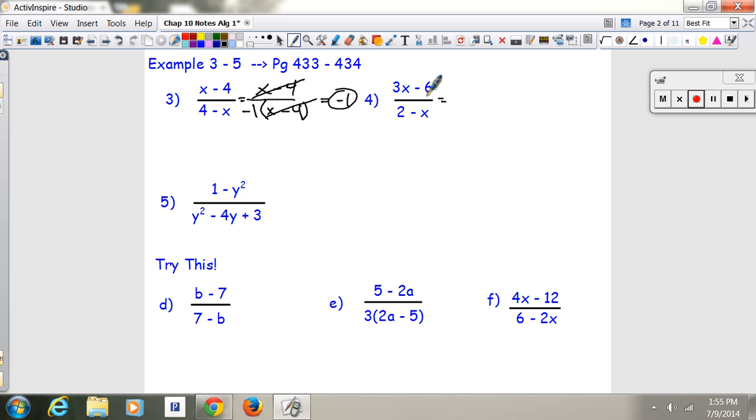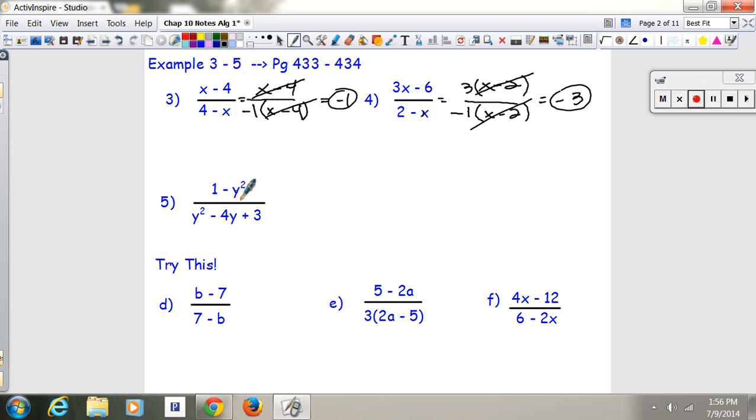On the top here, you can take out a 3, so you're left with x minus 2, because you divide them both by 3. And on the bottom, you've got 2 minus x. Let's take out a negative 1 so that it becomes a positive x and a negative 2. Taking out a negative 1 just changes both signs. That's all it does. The x minus 2s will now cancel. You'll get negative 3 at the end. 3 divided by negative 1 is negative 3.